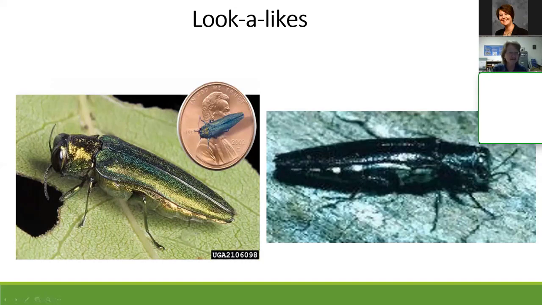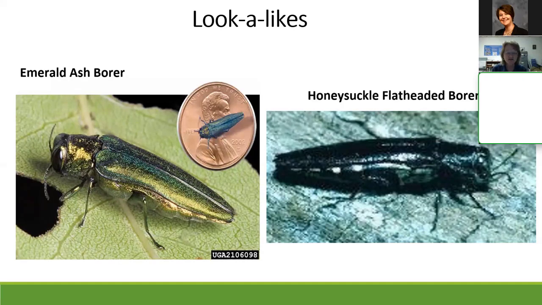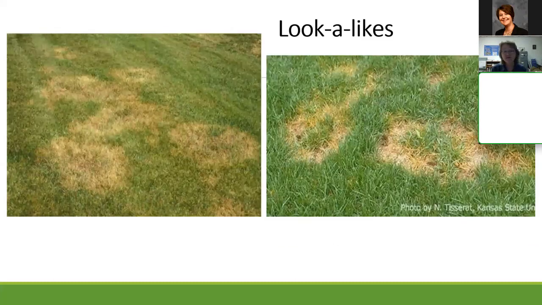Now you might look at this and say, ooh, that's long and narrow and it's kind of green. Maybe it's an emerald ash borer. If you didn't have them side by side here. But one is an emerald ash borer and the other one is a honeysuckle flat-headed borer. So we do have things that can look very similar, especially when you're only looking at one of them. If they're side by side, sometimes it's very obvious. But when they're not side by side, it's not as obvious.